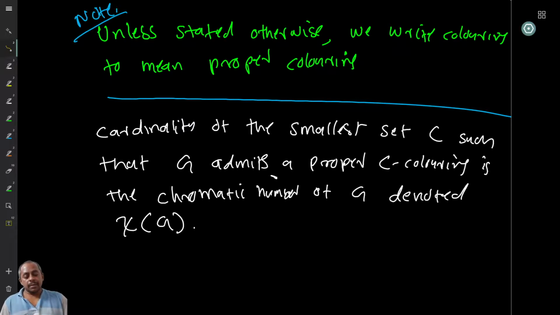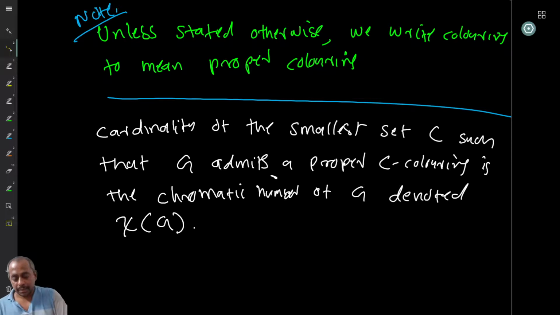Now, the smallest integer that is the cardinality of a set C, such that the graph G admits a proper C coloring, is called the chromatic number of the graph G. It is denoted by chi of G. So the chromatic number is the smallest number of colors that will allow a proper coloring.